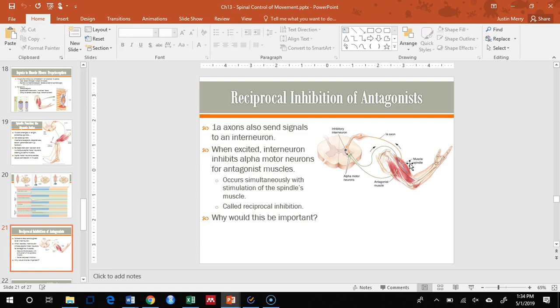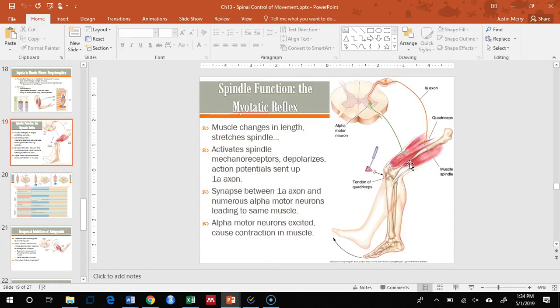The same thing, they're not showing it, but the same thing would be true here. So here's your quadriceps muscle spindle. You would stimulate the muscle spindle in the quadriceps, which, through the myotatic reflex, will stimulate the quadriceps, but at the same time, there'd be an interneuron that would get stimulated that would lead to the alpha motor neurons that go to the hamstrings, which are the antagonists, and these would be inhibited at the same time the quadriceps is stimulated. So it's a reciprocal inhibition, they call it.